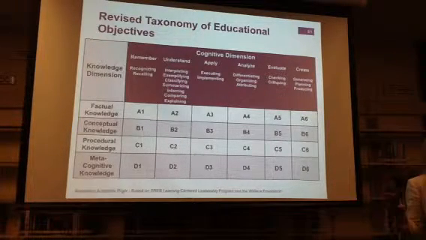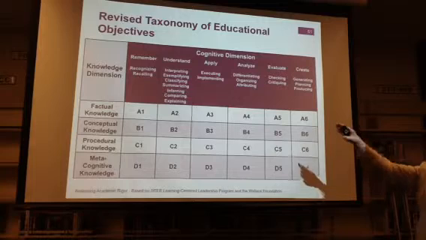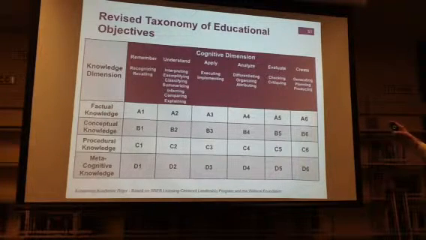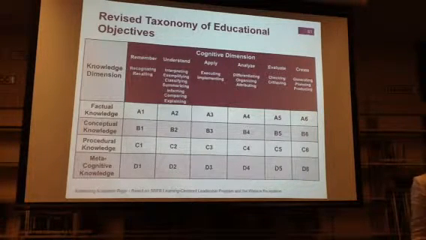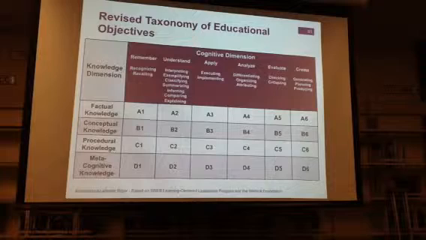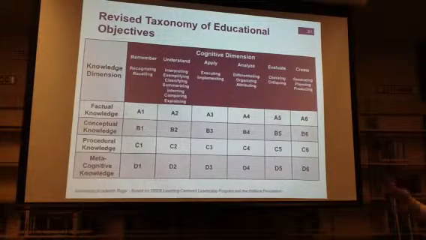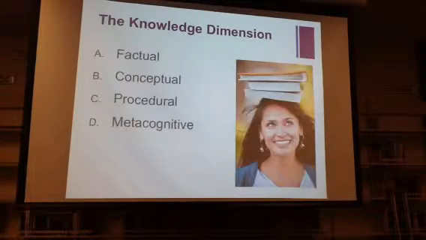Make sense to you? How this table works. Across the top are the cognitive dimensions. Vertically are the knowledge dimensions. Okay? That's what the table is. We're going to start with the yellow one, which is the factual one, or the knowledge dimensions. Like we said, there are 4: factual, conceptual, procedural, metacognitive. Write out your tables.